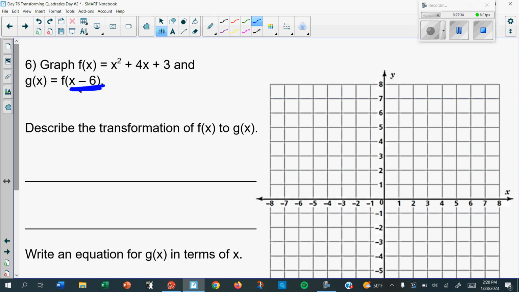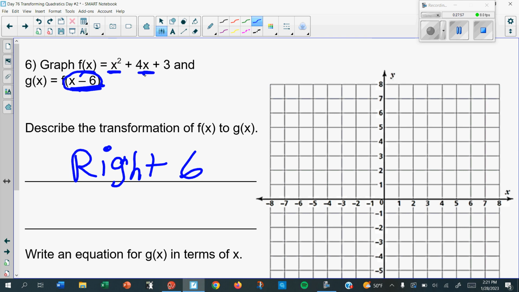Is it inside or outside? Inside. So since it's minus, it's moving right 6. And again, my pen is glitching because what else could go wrong in this lesson? Okay, so we know it's going to move right 6. So where do you see the x minus 6? Is it inside or outside? It's inside. So that means wherever you see an x, you have to substitute in x minus 6.